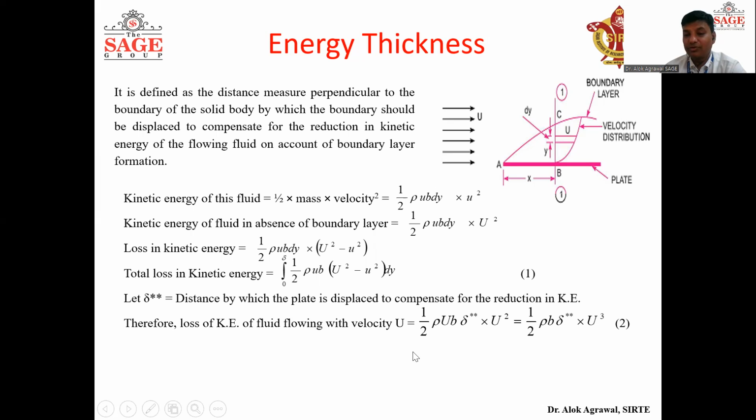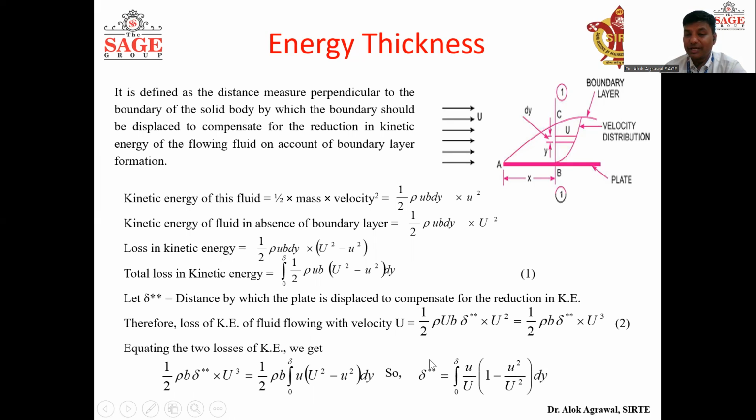Again, what we have to do? We have to equate equations 1 and 2. While equating equations 1 and 2 and keeping delta double star on one side, what we will get is the integral from 0 to delta of small u by capital U into (1 minus u square by U square) dy. So with this formula, we can calculate the energy thickness.